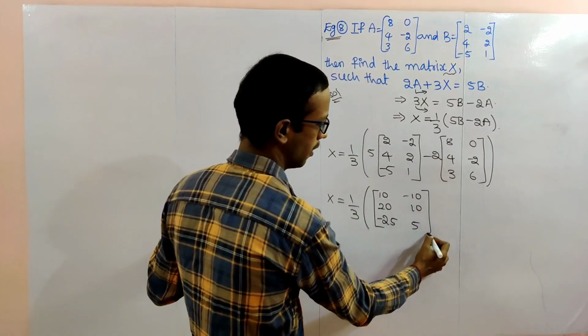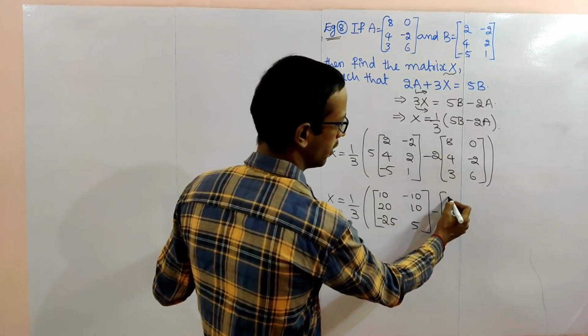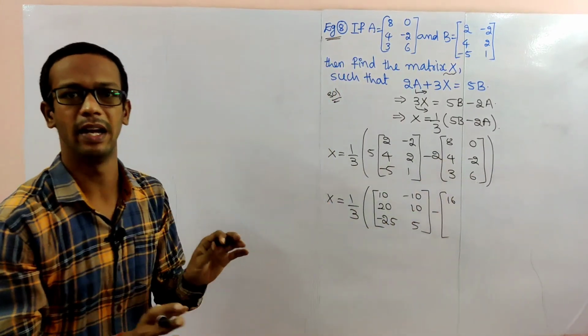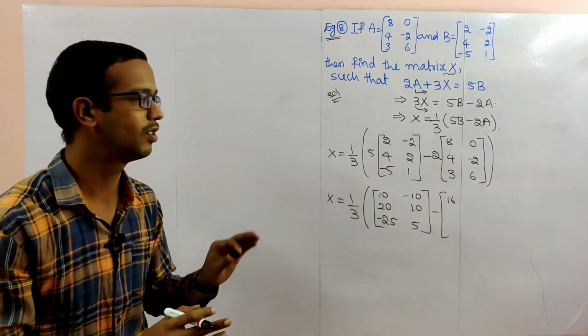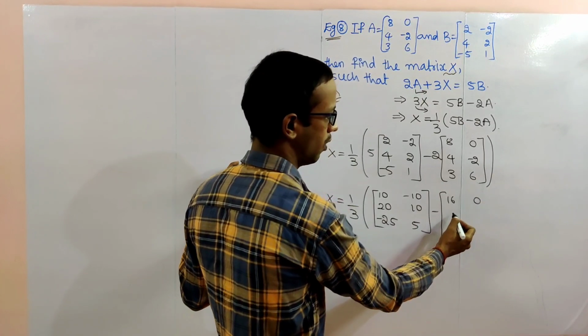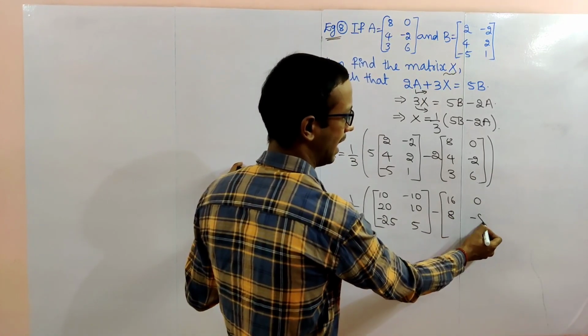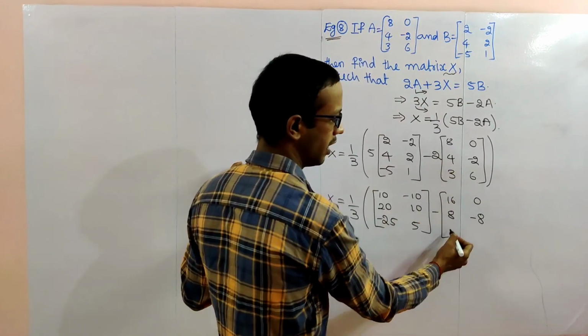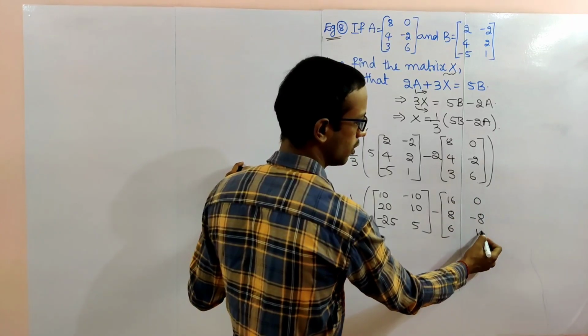5. Subtraction: 16. I am making just 2 multiplication. I am not taking minus 2 multiple. Just 2 multiplication. 16. 0. 8. Minus 8. 2 3s are 6. 6 2s are 12.